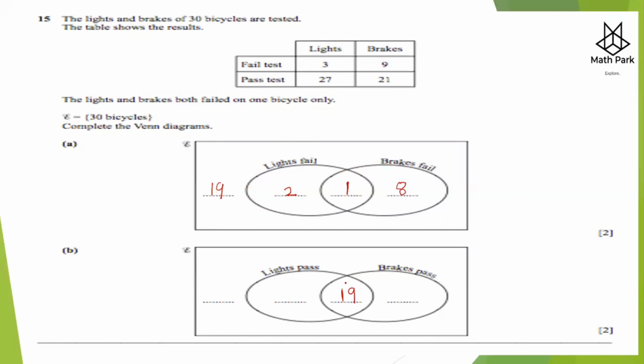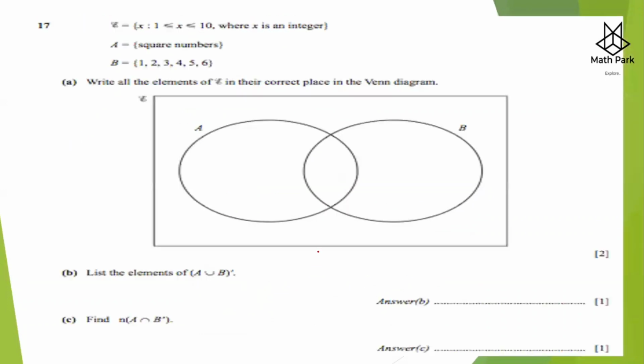So 27 minus 19, what we get here is 8. And brakes pass, it is 21. So 21 minus 19, we are going to get this as 2. And now 8 plus 2, 10. 10 plus this 10 is 10. 19 plus 10, you get 29. And 30 minus 29, you get this 1. So this is how we completed the Venn diagram. Got it? Moving to next question.